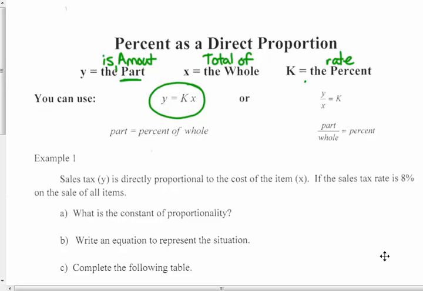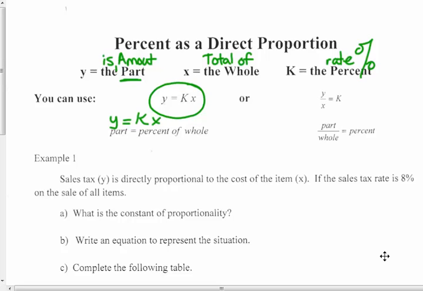Remember, K is always the unit rate, or the constant. We call it the constant sometimes, or the scale factor, or the constant of proportionality. K is that constant. So K is the percent now, the thing that has the symbol on it. So you can use y equals kx: the part, y, equals the percent, k, times the whole, x.